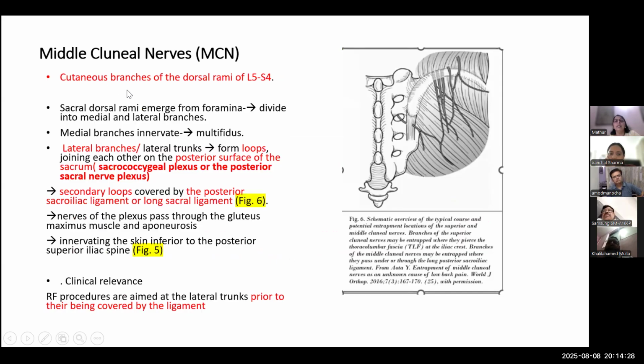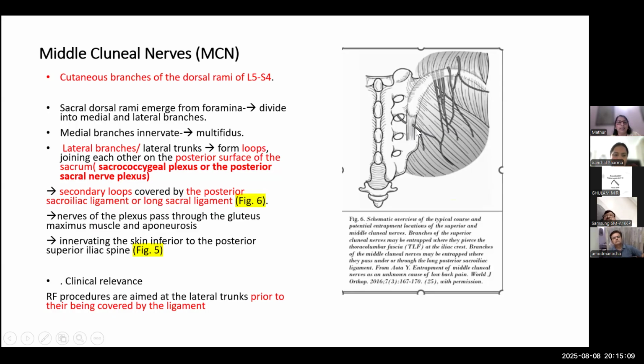Coming to middle cluneal nerves, these are the cutaneous branches of the dorsal rami of L5 to S4. So we have a look at this diagram. The sacral dorsal rami emerge from the sacral foramina, and they divide into the medial and the lateral branches or the lateral trunks, and then they form loops joining each other on the posterior surface of the sacrum, called the sacrococcygeal plexus or the posterior sacral nerve plexus. And they also can form secondary loops which are covered by the posterior sacroiliac ligament.